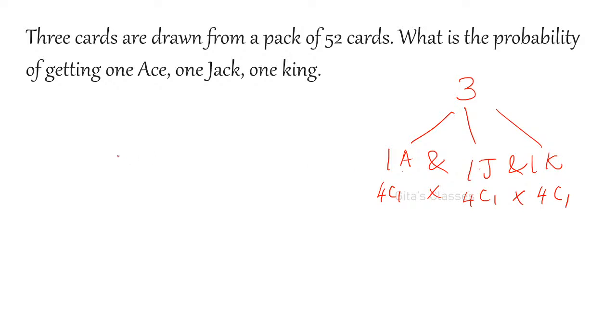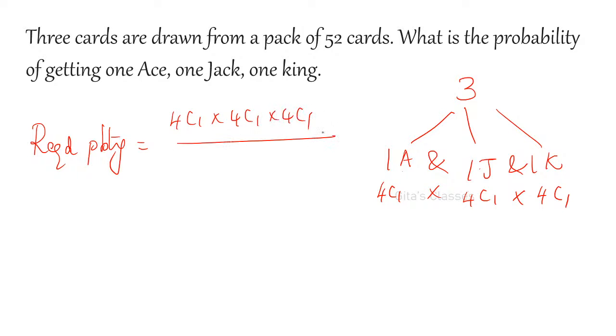This is the favorable cases. So, required probability is 4C1 into 4C1 into 4C1 divided by, and in the denominator you will have 52C3. Totally there are 52 cards. Shrutika, denominator is correct, 52C3. Numerator is different, favorable cases. That is what is the given condition. You have to write according to the given condition.